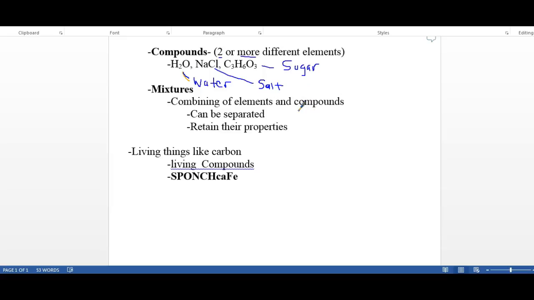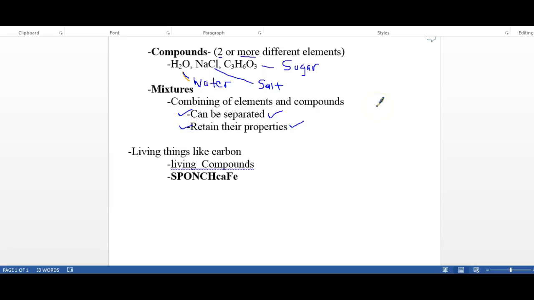And the important part about that is how are they different? Because we're combining things here, hydrogen and oxygen, and you're combining things in the other one, iron, hydrogen, whatever they are. But how is this different? And the one difference is they can be separated. Okay, they retain their properties when you mix them.